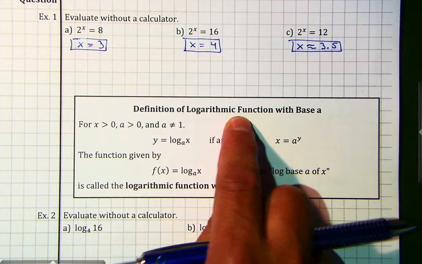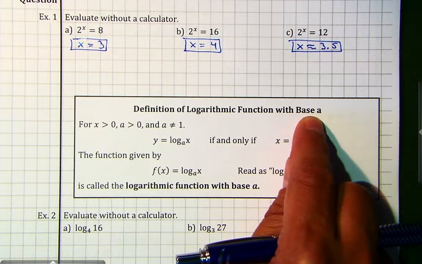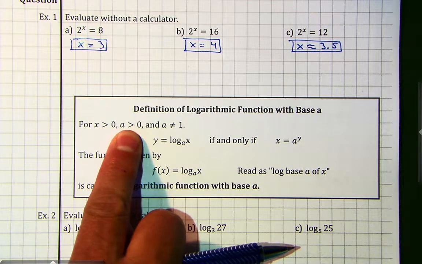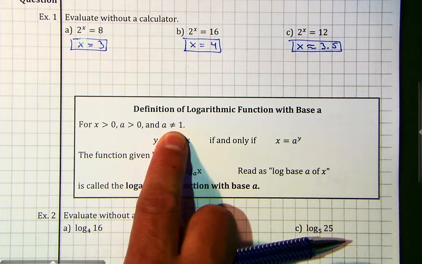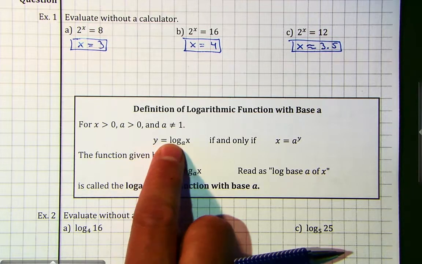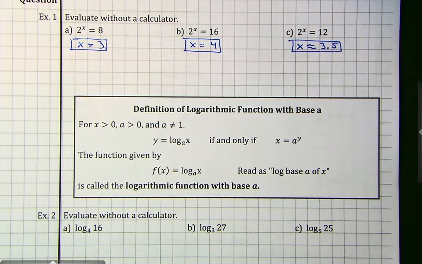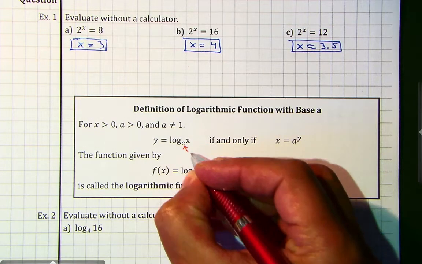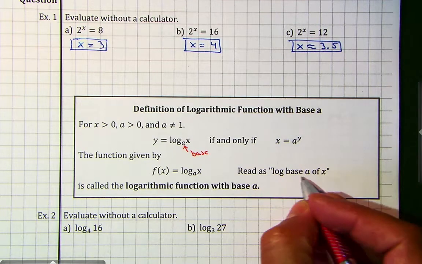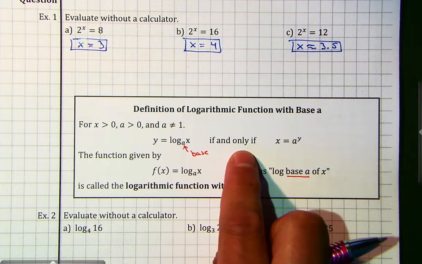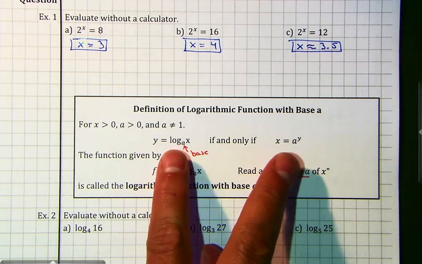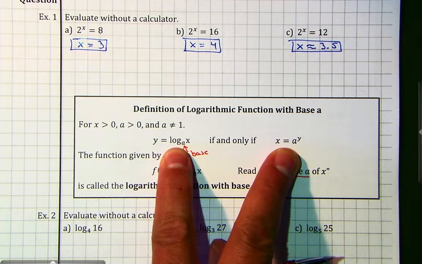Definition of a logarithmic function with a base of a. Where x is greater than 0, we want it to be positive. A is greater than 0, we want it to be positive, and we don't want the a to be 1. So therefore, this expression y equals log base a of x, where a is your base, we read it as log base a of x, if and only if x equals a to the power of y. So therefore, we can rewrite those two expressions. They're equivalent. One is the same as the other.